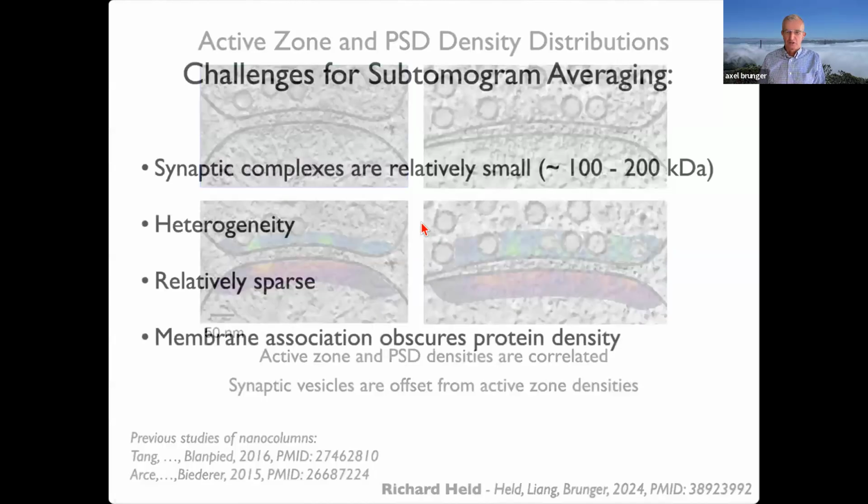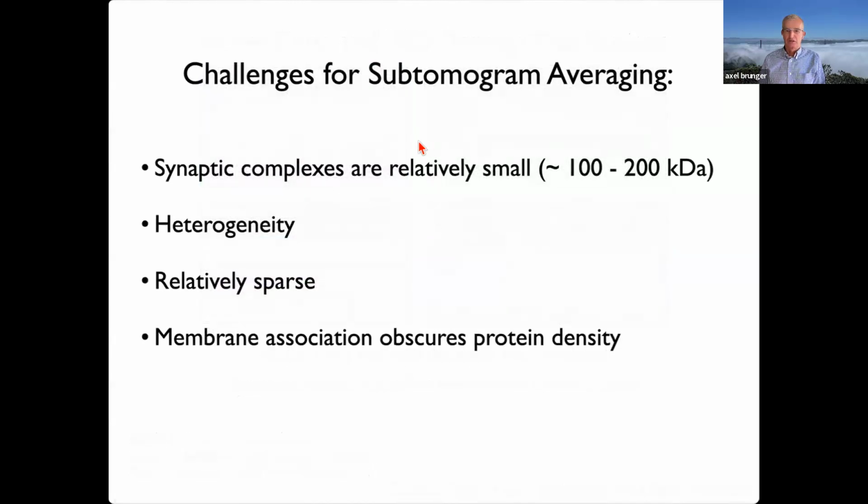Now, coming back to the question, how do we get a better resolution now by subtomogram averaging? And of course, there are many challenges. One is that these complexes are relatively small. With some exceptions, it's generally between 100 and 200 kilodaltons, at least for the known complexes. Of course, there are some complexes which are quite a bit larger than that, but many of the interesting ones are on the smaller side.